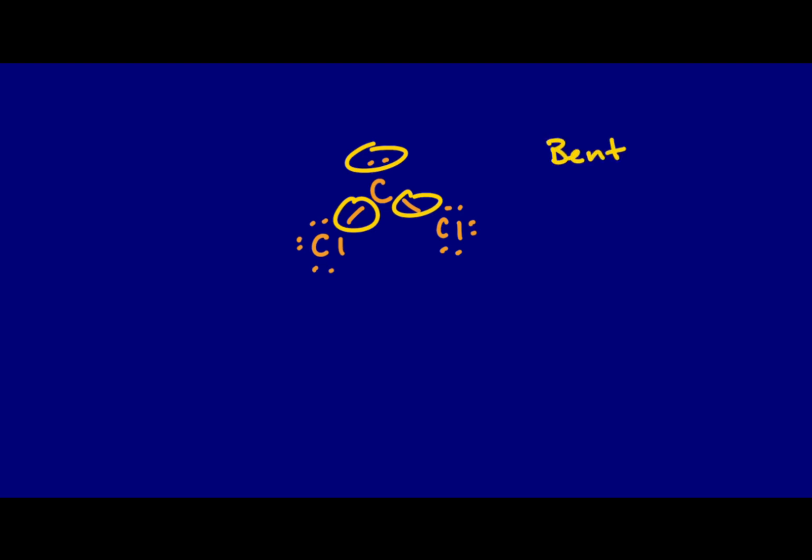Let's take a look at another example. So for this next example, we're going to take a look at dichlorocarbene. Now, if we count the regions of electrons around our center atom, we're going to get 3. But because one of these regions is a lone pair, it's not just going to be trigonal planar, it's going to be bent trigonal planar.